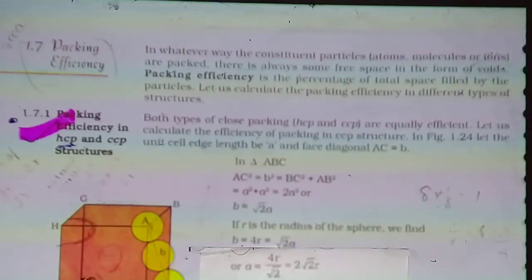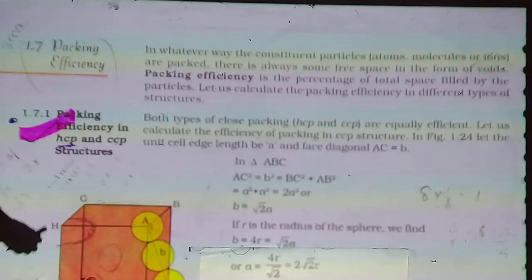Now come to our point of packing efficiency. What is packing efficiency? In whatever way the constituent particles, atoms, molecules or ions are packed, there is always some free space in the form of voids. Packing efficiency is the percentage of total space filled by the particles. Let us calculate the packing efficiency in different types of structure.